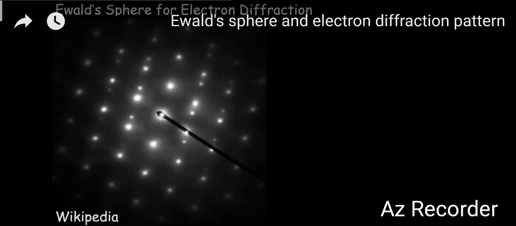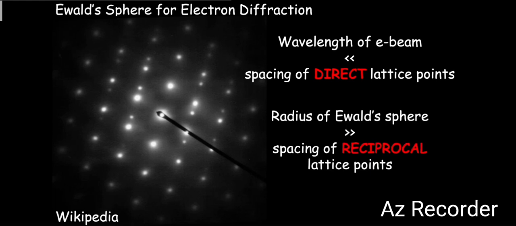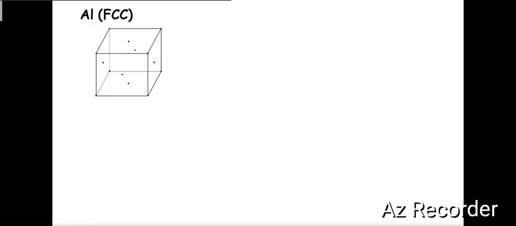Ewald's sphere construction has an interesting application in the interpretation and prediction of electron diffraction patterns. The wavelength of the electron beam is much smaller than the spacing of direct lattice points. This has a consequence in the reciprocal space: the radius of Ewald's sphere is much larger than the spacing of reciprocal lattice points. Let us look at this through an example.